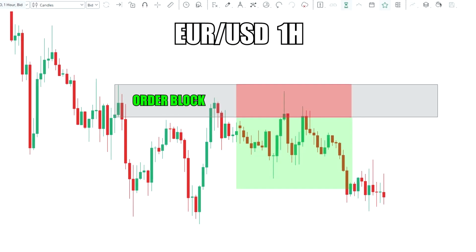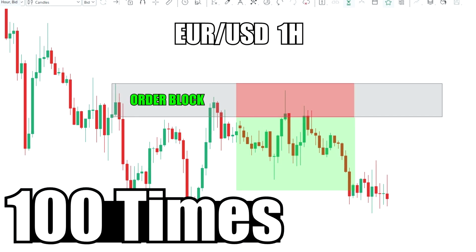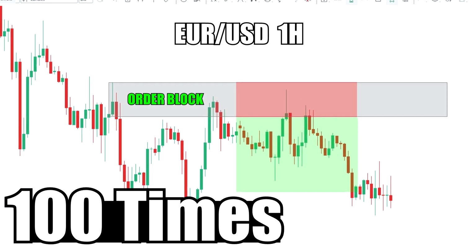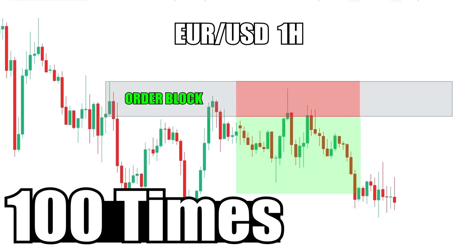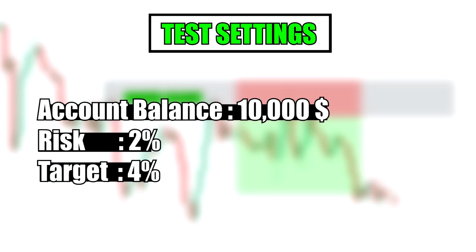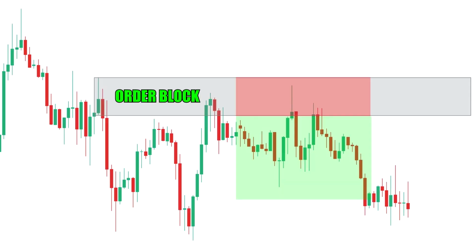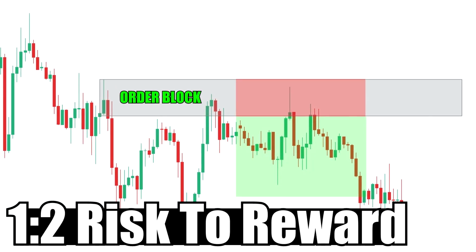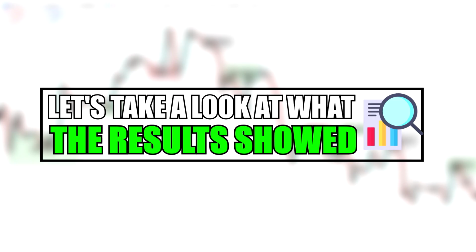We put this trading strategy to the test by backtesting it 100 times on the Euro-USD pair, using the 1-hour time frame. For the test settings, we started with an account balance of $10,000, risking 2% per trade, and targeting a 4% profit, giving us a simple 1-to-2 risk to reward ratio. Now, let's take a look at what the results showed.